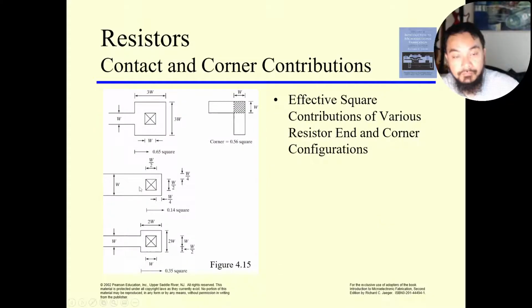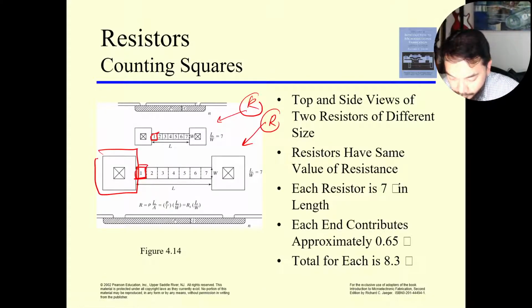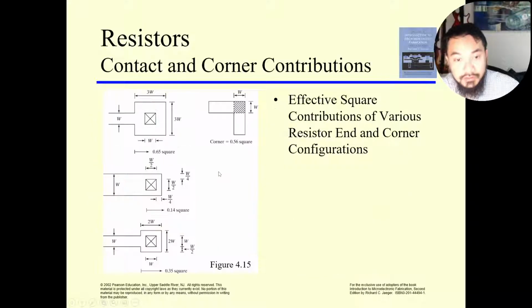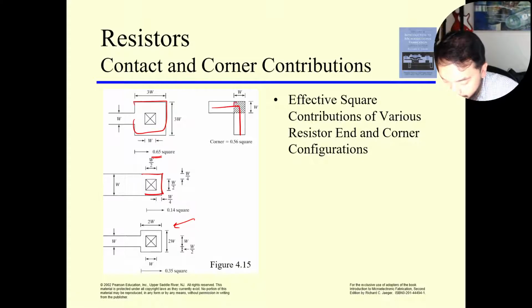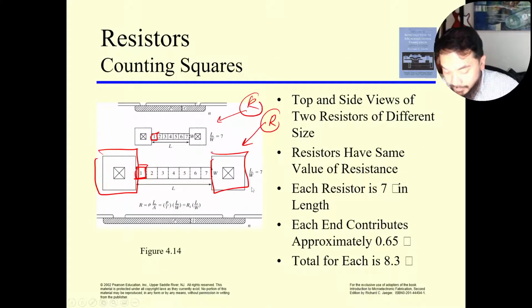And then the end part will have its own contribution as well. In this particular example, one contact here is equivalent to 0.65 square. If your end contact is like this, it's 0.14, and if it's like this, then it is 0.35. These are the effective square contributions of various resistor end and corner configurations. If you have a corner like that, this particular square contributes to only half a square. Depending on your resistivity, one square will contribute a specific value of R.